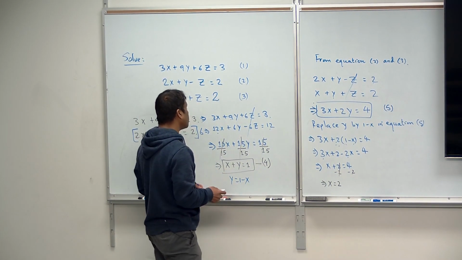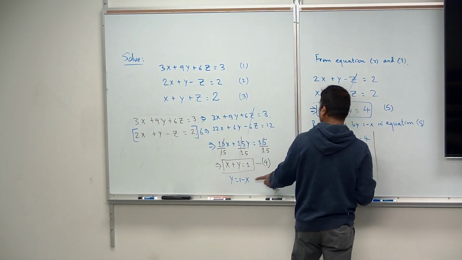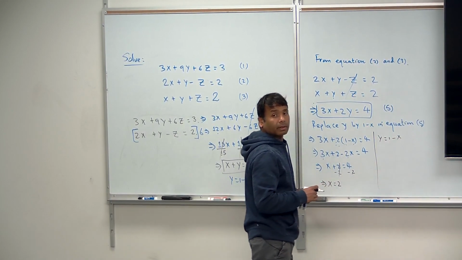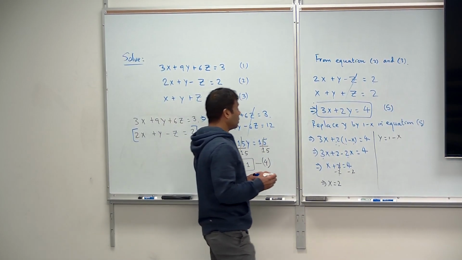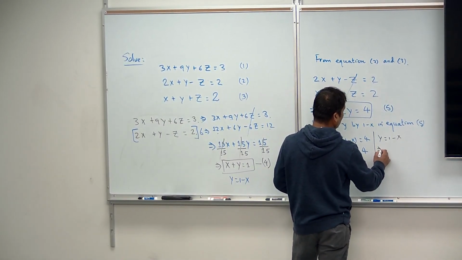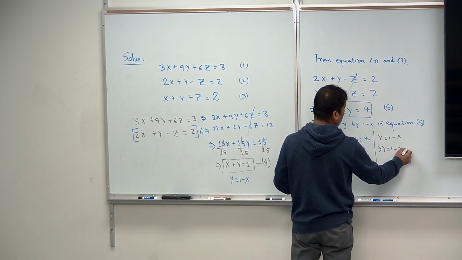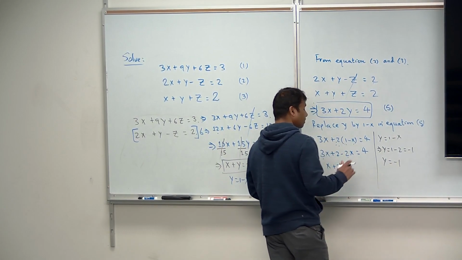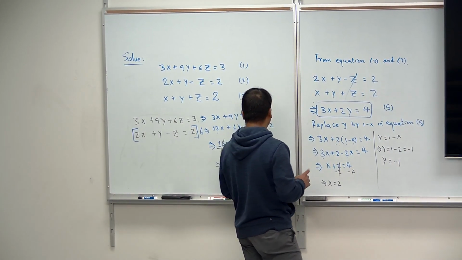If x equals 2, what will be the value of y? So you plug in here, okay? Y equals 1 minus x, right? So y equals 1 minus 2, which is negative 1. So y equals what? Negative 1. So x equals 2, y equals -1.